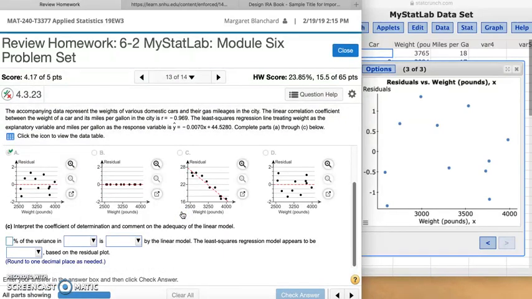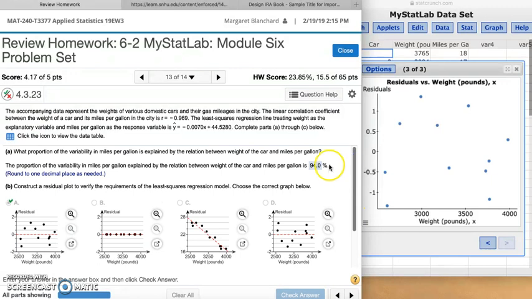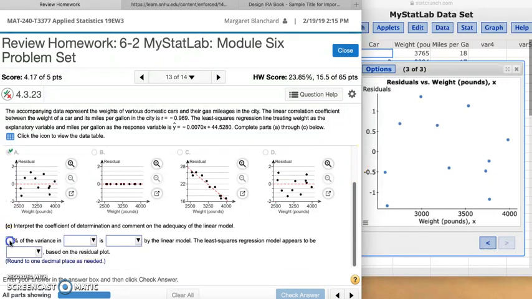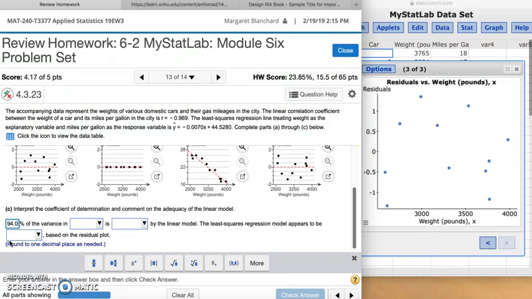All right. Interpret the coefficient of determination and comment on the adequacy of the linear model. So again, that coefficient of determination is the number we found in Part A, so we can go ahead and just put that there. 94.0% of the variance in, this is where it gets a little confusing, this is when we look at the variability in the response variable. Here, weight was our X, our predictor variable, and Y was gas mileage. So 94% of the variance in gas mileage is explained by the linear model.